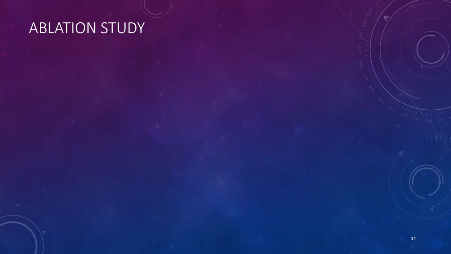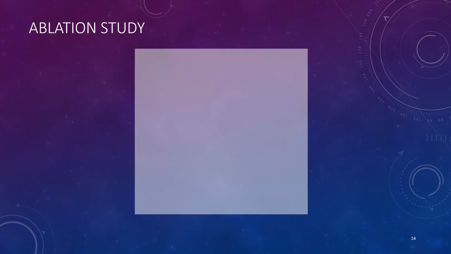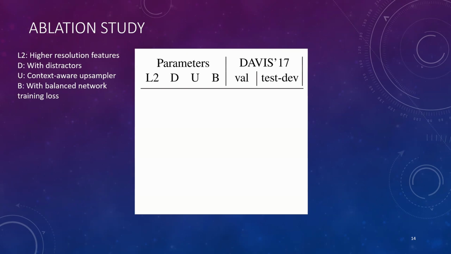So let's have a look at the experiments we did to understand the contributions of each addition. I'd like to preface this by saying that it would have been nice to see that adding one feature at a time gradually improved the scores, but that's not the case here. We test on DAVIS 2017, the validation and the test-dev splits. The headings on the left denote the additions we made. L2 is adding block 2 features into the model training data and doubling its resolution. D is for the distractors, and U, the context-aware upsampler. B stands for balanced training loss, which I'll get back to in a bit.